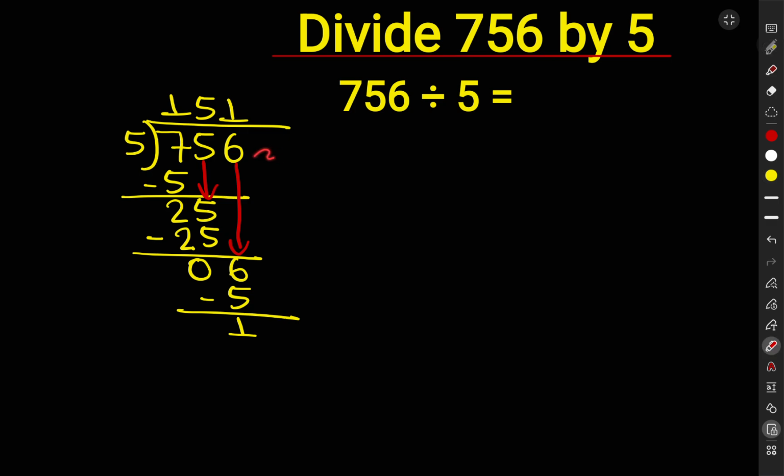So now we have no other number to put down. So we take a decimal here, so that we put 0. So it is 10 and 5 times 2 is 10. On subtracting we get 0. So 756 divided by 5 is 151.2.